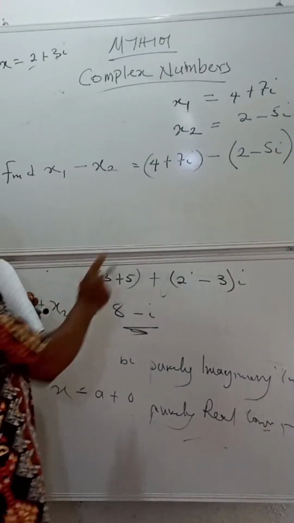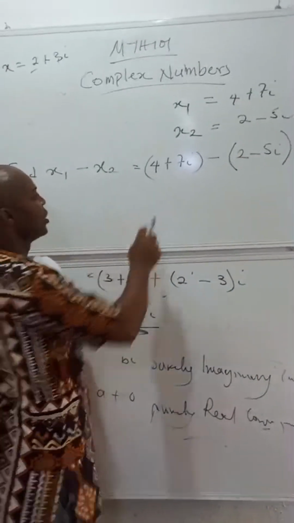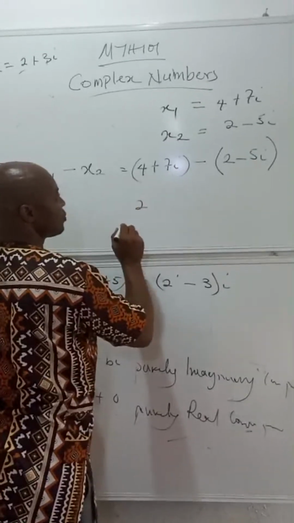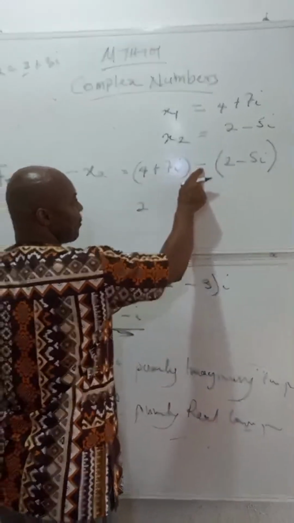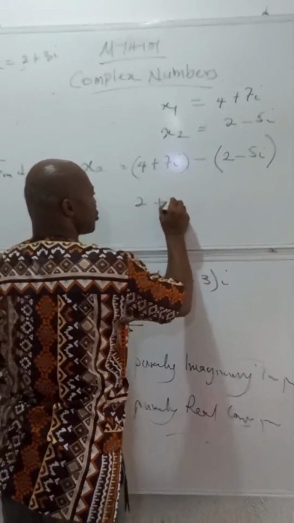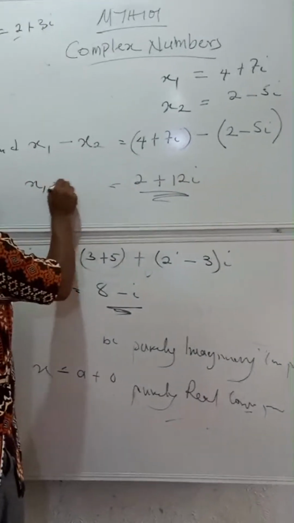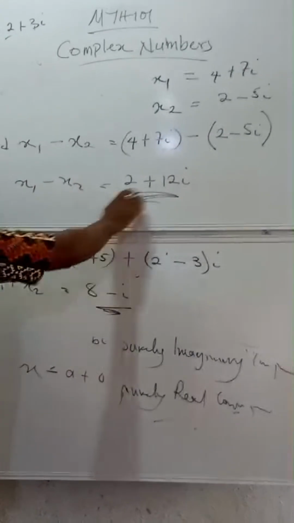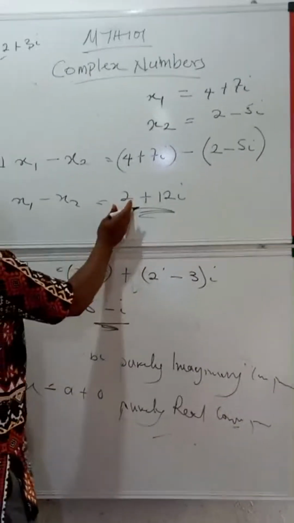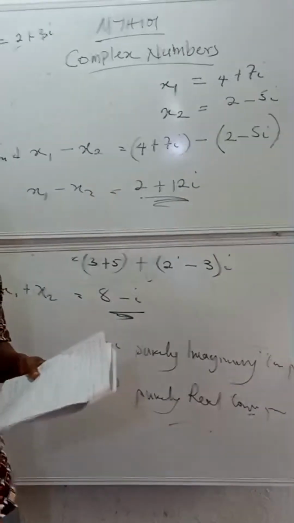As I've earlier stated, this one is a real number, this one is a real number, so you concentrate on like terms. So 4 minus 2 will give you 2. Then 7 minus minus 5 makes this one plus, so this becomes plus 12i, equal to x1 minus x2. So you can see that this one also resolves to a complex number where we have a real part and an imaginary part. In like manner, we can also carry out multiplication.